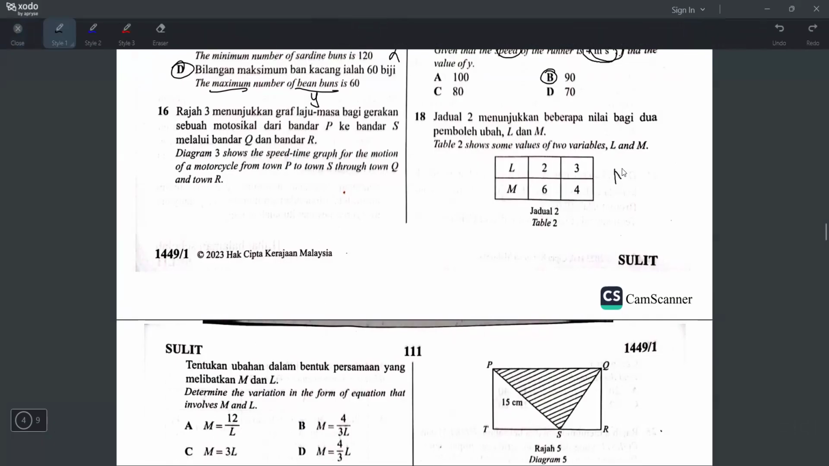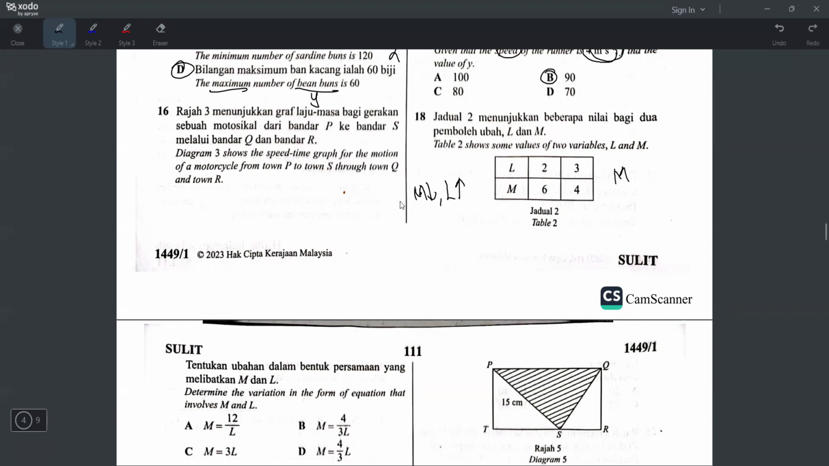So let's look at the M value. So M 6 jadi 4. So your M is actually getting smaller, but the L from 2 pergi 3. It means when M decreases, your L increase. So it means they will vary inversely. Dia berubah secara songsang. Sebab satu turun, satu naik. Okay. Kalau satu turun, satu naik, then songsang.